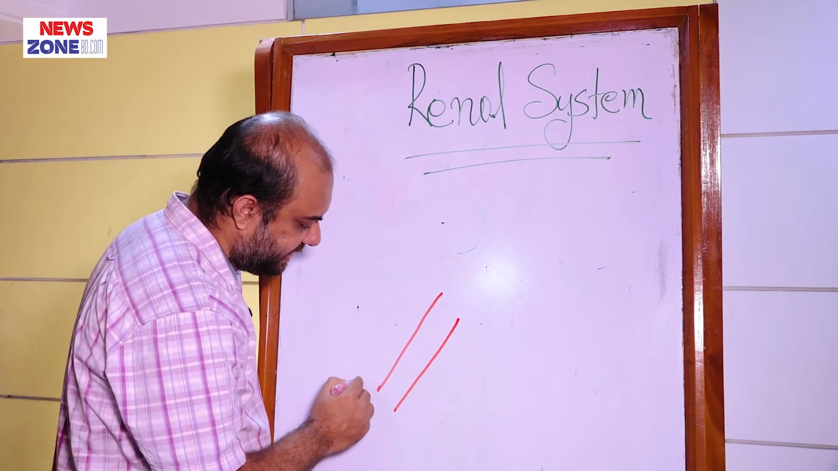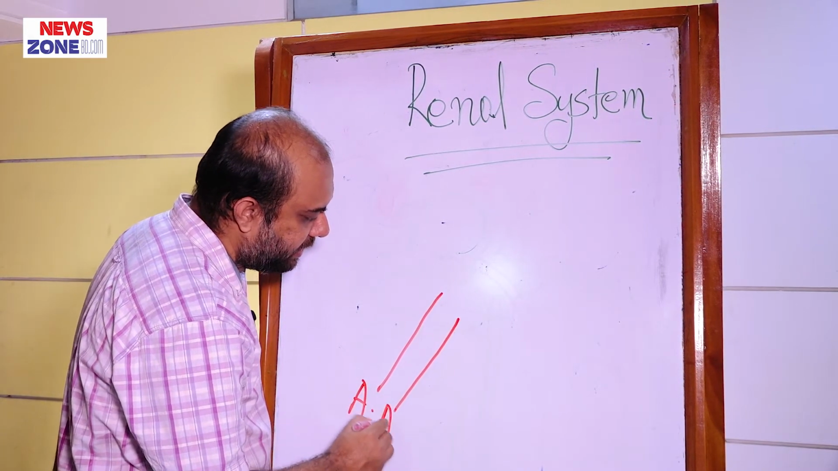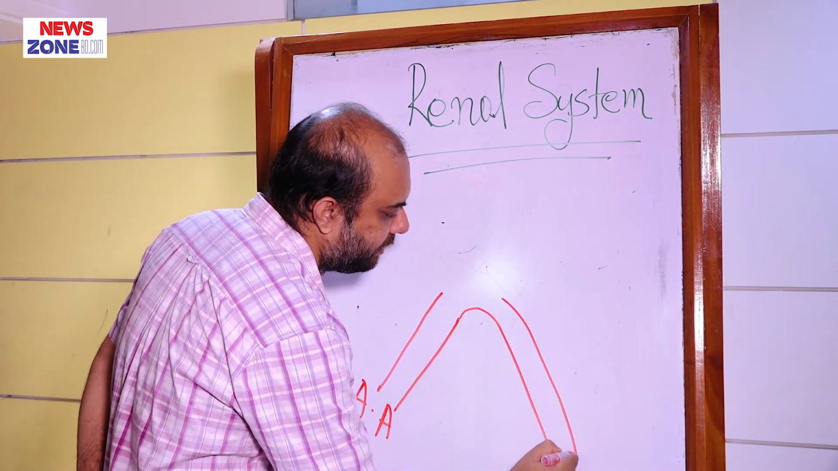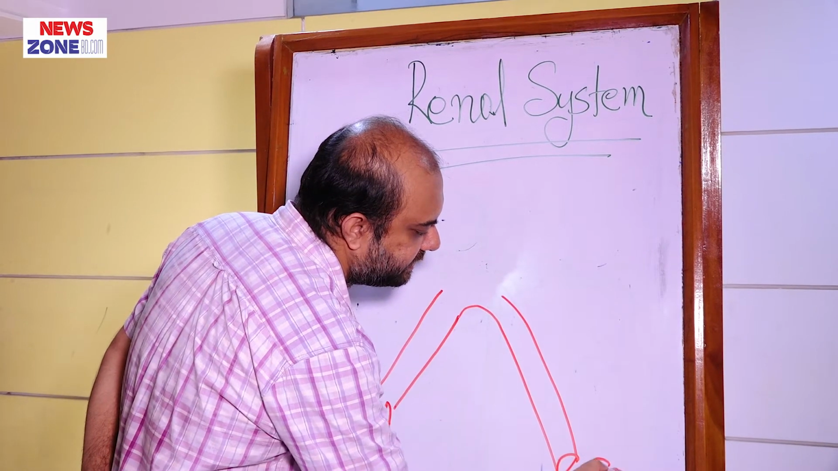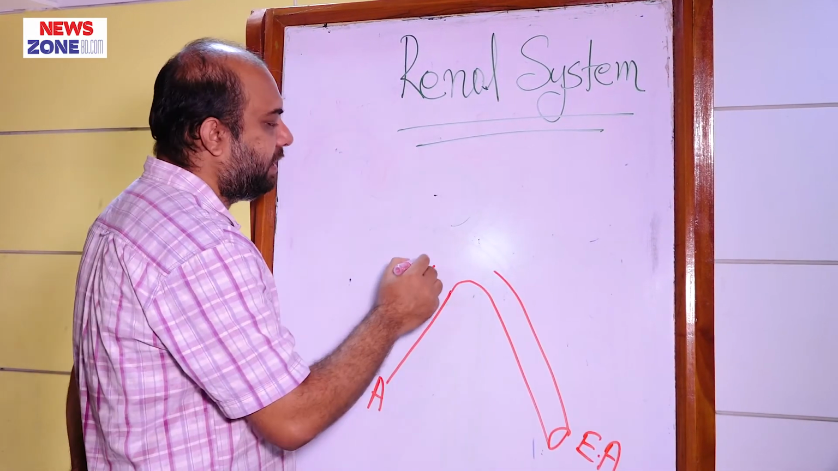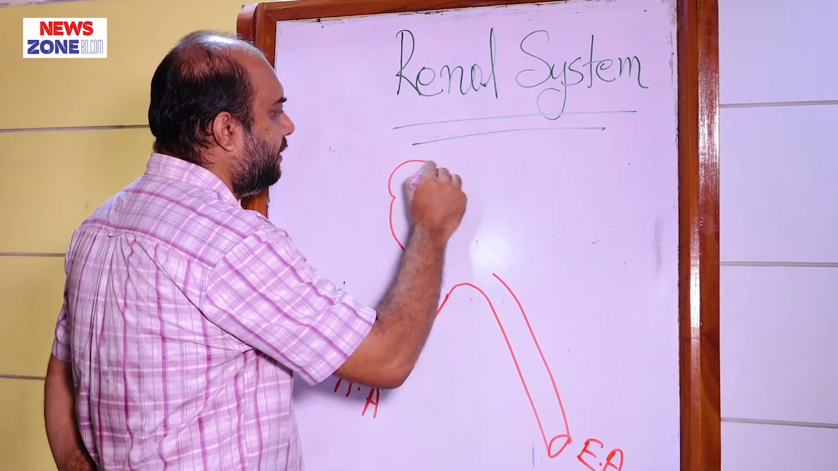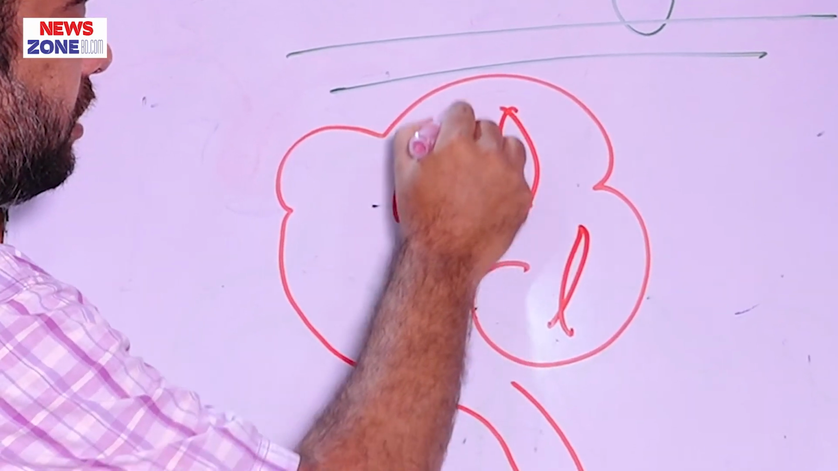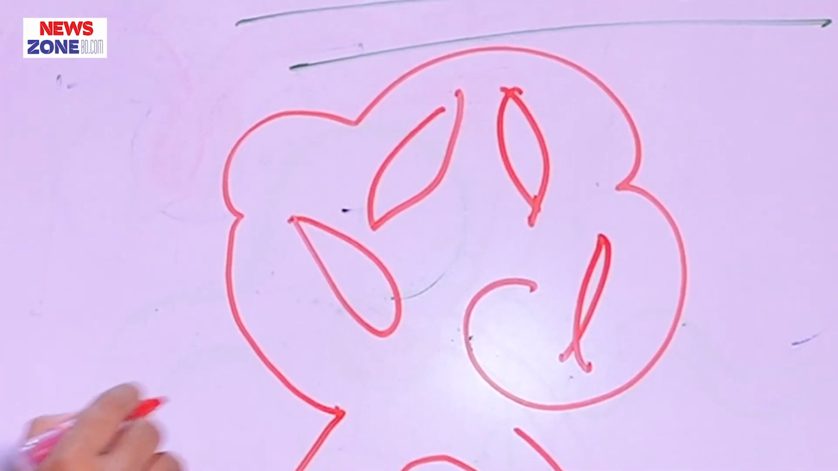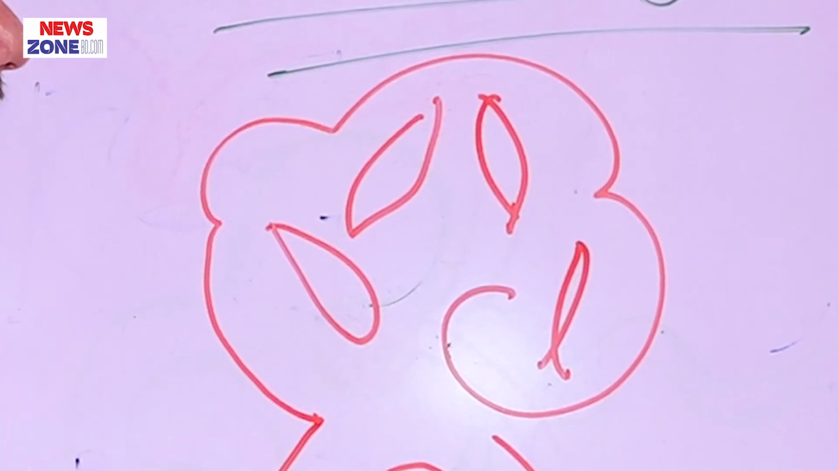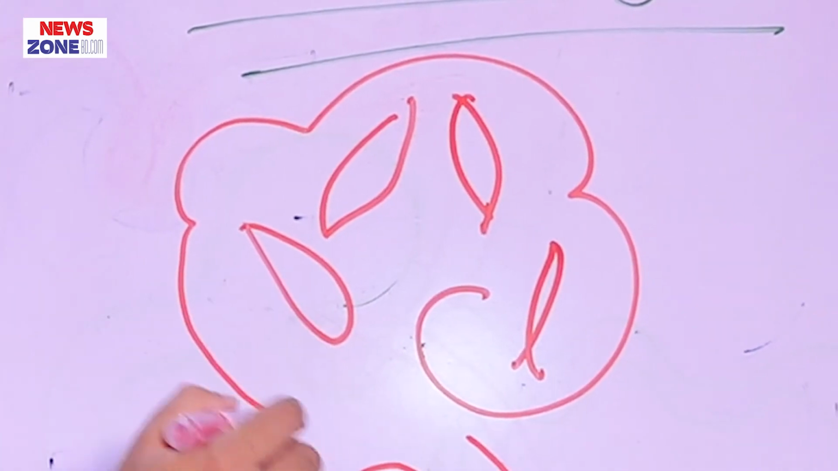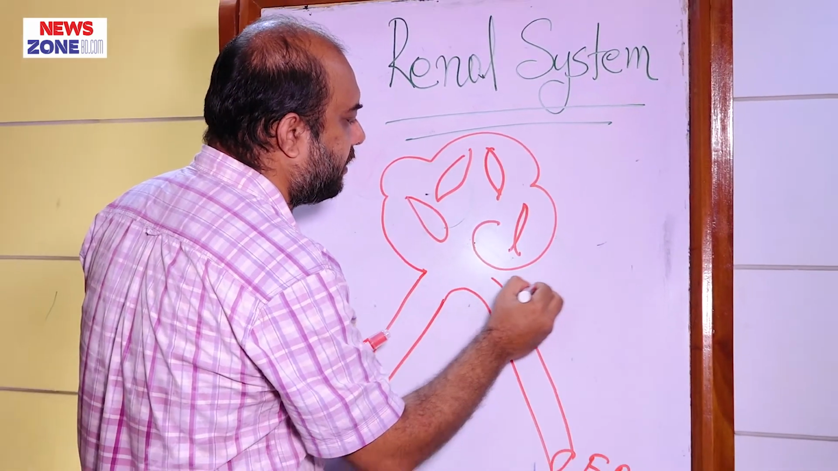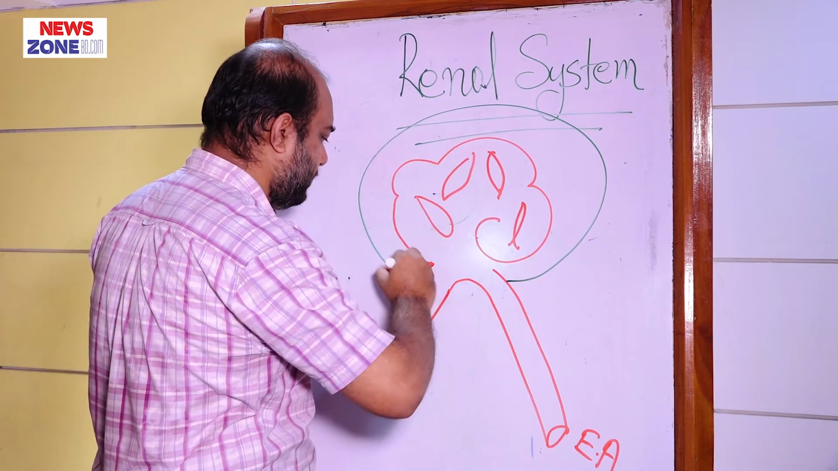This is afferent arteriole, and this is efferent arteriole, and you can call it glomerulus. Glomerulus means tuft of capillaries, which is situated in the Bowman's capsule. We can draw it.